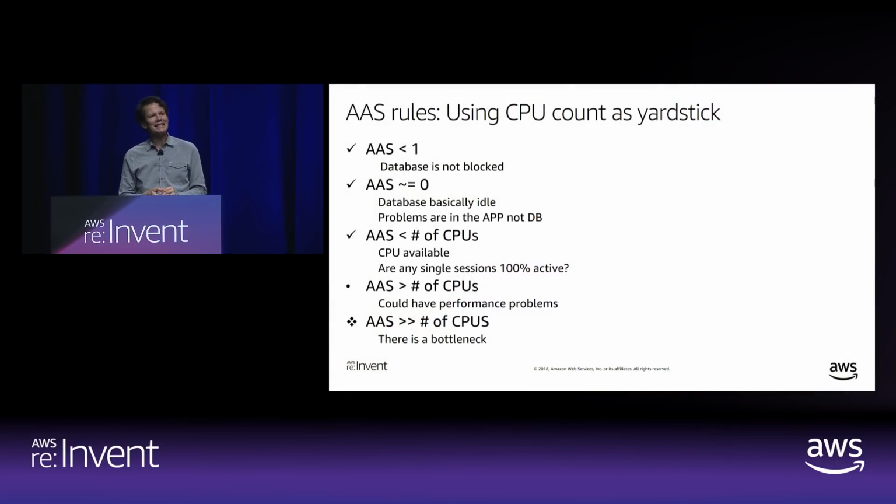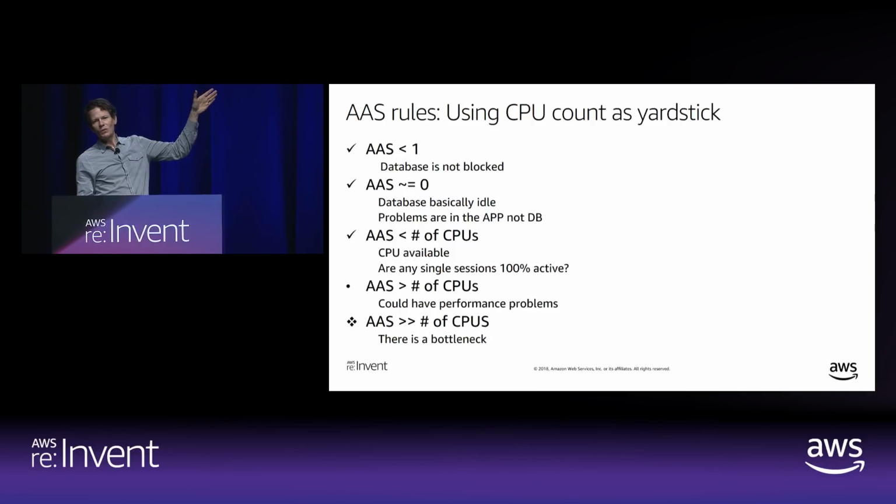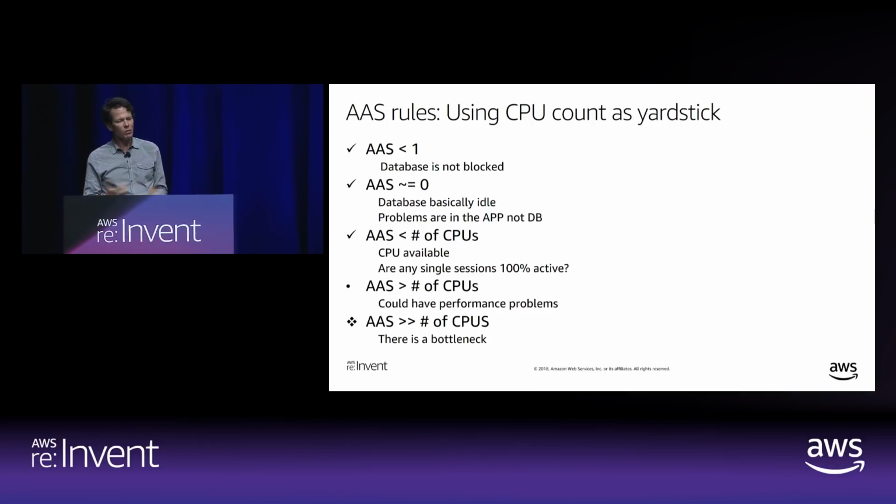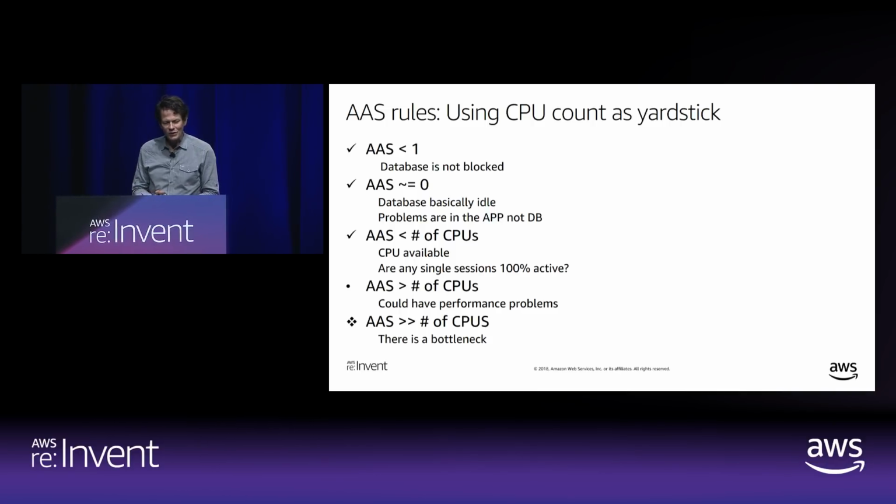Whenever average active sessions is less than 1, the database is not blocked. In order for the database to be blocked, I need at least one connection that's trying to do something that can't advance. They're constantly waiting. If the database is blocked, it's probably even more than that, but I need at least one. So whenever AAS is less than 1, I know the database is healthy. There's no blockage. The second point is really important. It's actually sort of cool. When AAS is around 0, it means the database is idle.